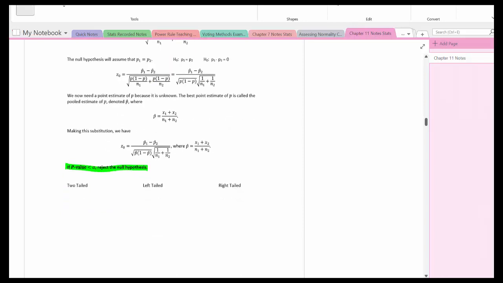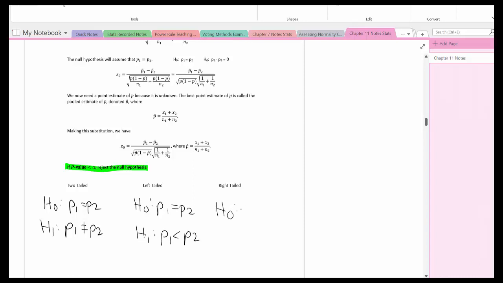Okay, so let's write out very quickly how two-tailed, left-tailed, and right-tailed would look. Let's start with two-tailed. The null hypothesis, alternative hypothesis. Left-tailed, null hypothesis, alternative hypothesis. And then right-tailed would look like this.